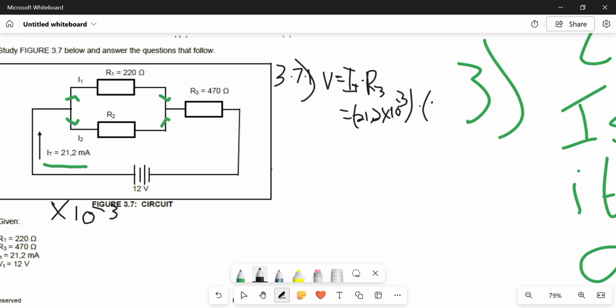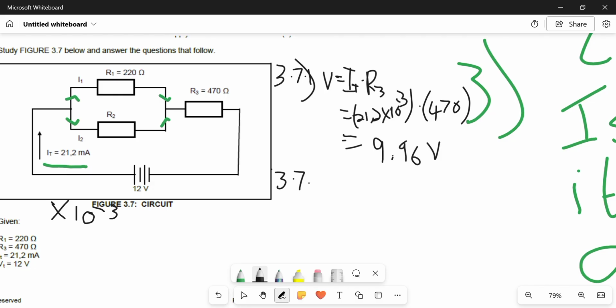All in brackets, times the dot 470. So you type it in a calculator and you'll get your final answer from there. Let me just do it on my calculator. Okay, we get 9.96 volts. That's our voltage across the R3 resistor.